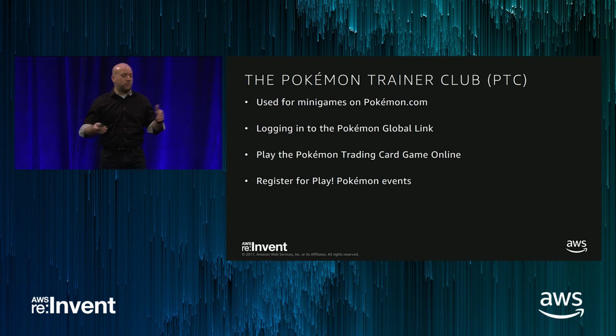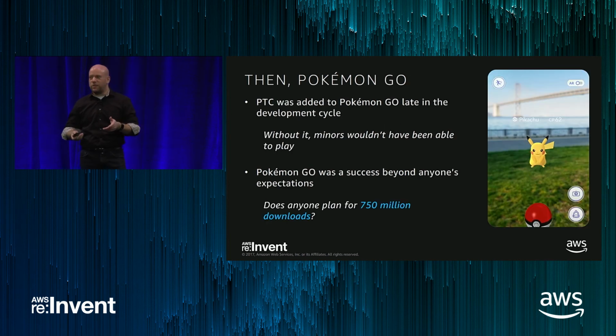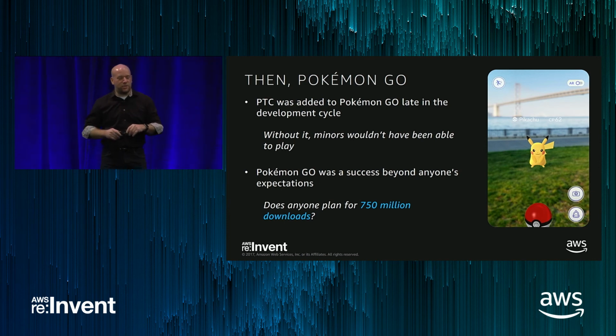So everything was fine. The Pokemon Trainer Club was humming along, millions of customers, everyone was happy. And then Pokemon Go happened. So I'm guessing I don't have to go into Pokemon Go too much in depth. Most of you have probably at least downloaded it and tried it at some point. But I'm going to talk briefly about how it works, because that tells you why we needed something like AWS Shield Advanced.